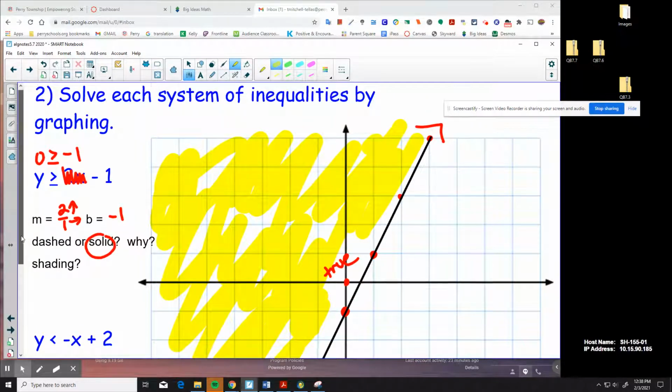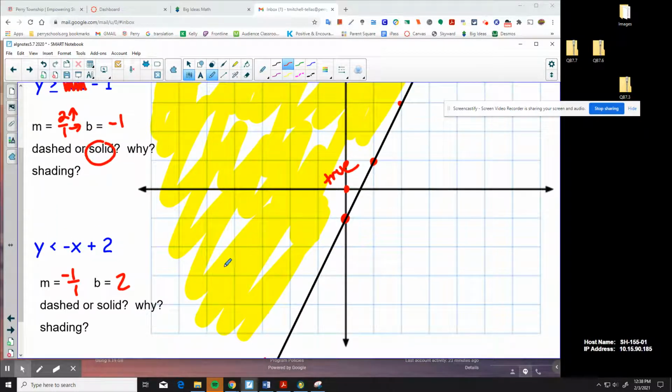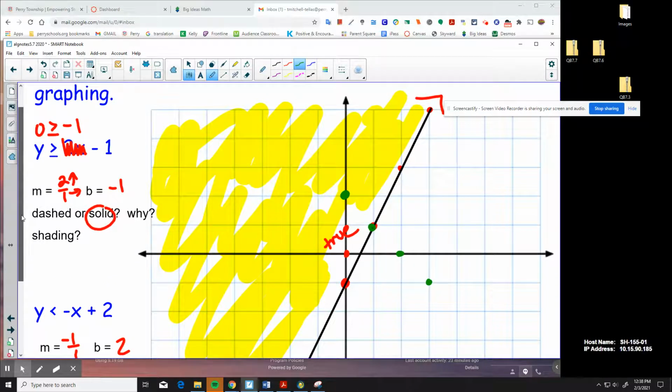All right, now I'm going to do the exact same thing with the other line. And I'm going to do it on the same graph, and where the double shading is the answer. So here the slope is negative 1 over 1, and the b is 2. So let's change colors. So we're going to go up 2, then down 1, right 1, down 1, right 1, and I'm going to go all the way across the slide.